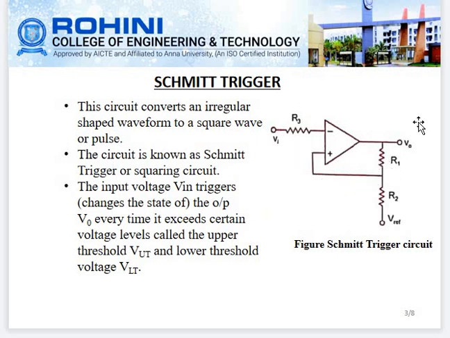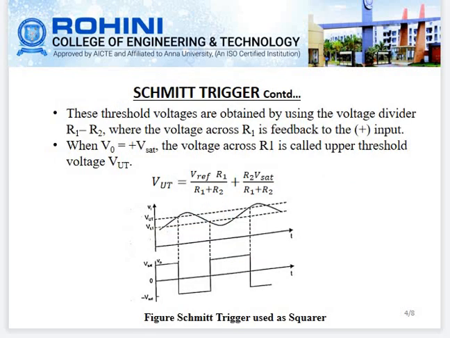The circuit diagram of Schmitt trigger is shown in figure. These threshold voltages are obtained by using the voltage divider R1 and R2, where the voltage across R1 is fed back to the non-inverting input. When V0 is equal to plus Vsat, the voltage across R1 is called the upper threshold voltage VUT, that is equal to Vref times R1 divided by R1 plus R2, plus R2 times Vsat divided by R1 plus R2. The output graph of Schmitt trigger is shown in this figure.